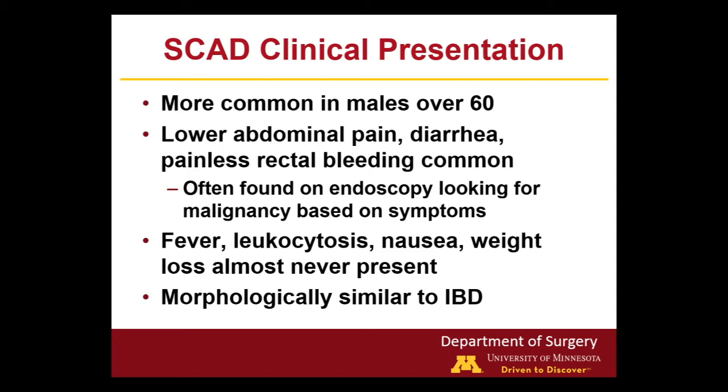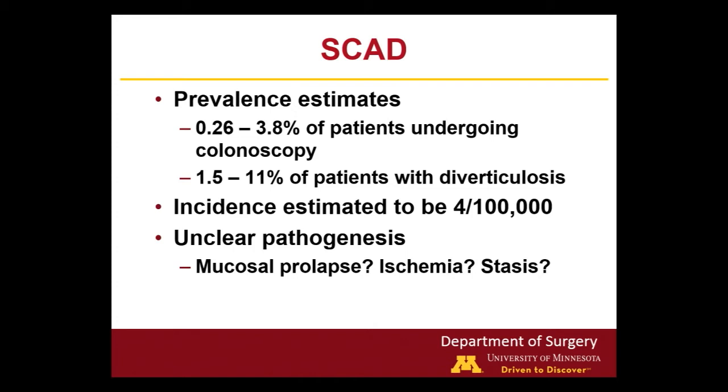Morphologically, when you look at it, as we'll see, it's pretty similar to inflammatory bowel disease. There's not great data on this. Prevalence estimates say that it's up to about 4% of patients who are undergoing colonoscopy that this is found. And in patients with diverticula, up to 11% of them, based on some studies, may have this diagnosis. So incidence is about 4 in 100,000. Pathogenesis is unclear, thought to be due to the muscular hyperplasia of diverticulitis causing mucosal prolapse or ischemia leading to the chronic inflammation.